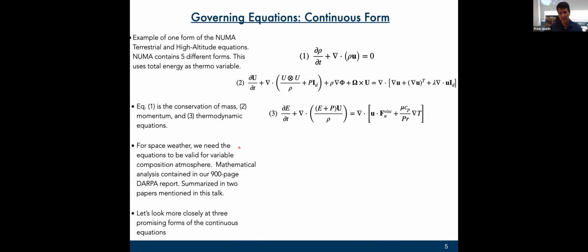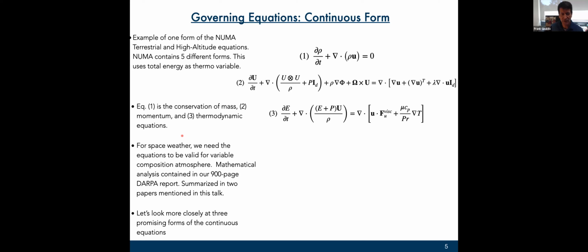Okay, let's talk about the governing equations. Here's one form of the equations that we use in NUMA. And this equation here is your conservation of mass, this is your momentum, and this is your total energy. In NUMA, we have about 5 different forms of the governing equations, and I'll explain why we do that, right? But this is one form. This is the typical one you see in CFD, for example.